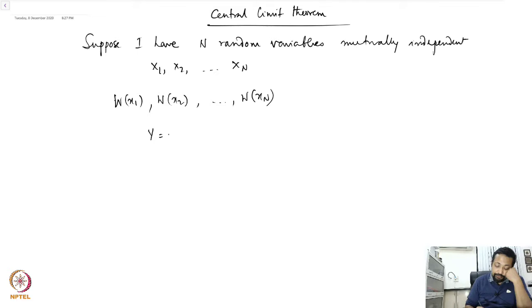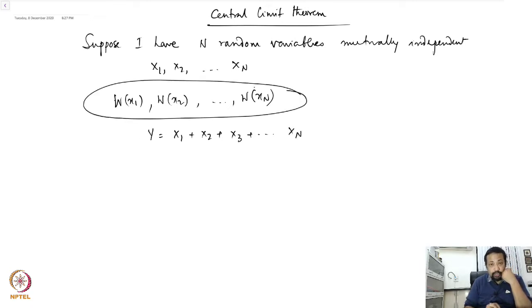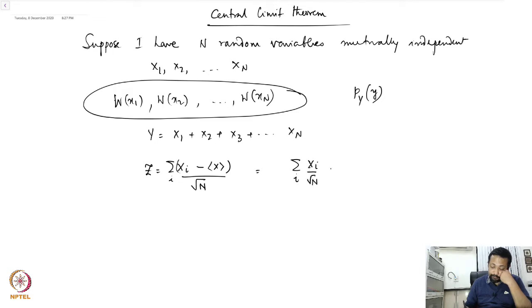So then let's define a variable y, which is x1 plus x2 plus x3 all the way up to xn. Given this probability density w, I want to know what is the probability density P(y) of y, right? For that, let's construct this variable z, which is the sum over i of (xi minus average of x), divided by square root n. If you expand this, it becomes xi over square root n minus square root n times average x, which is nothing but y over square root n minus square root n times average x.